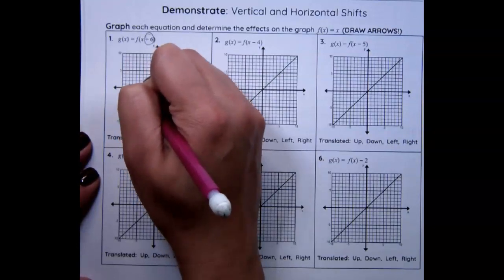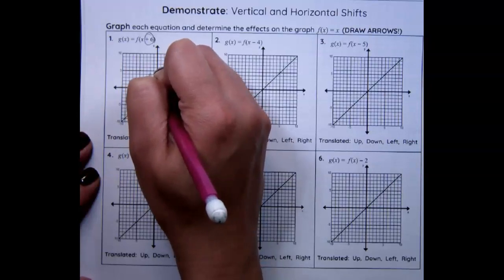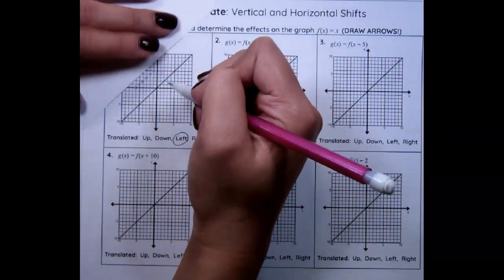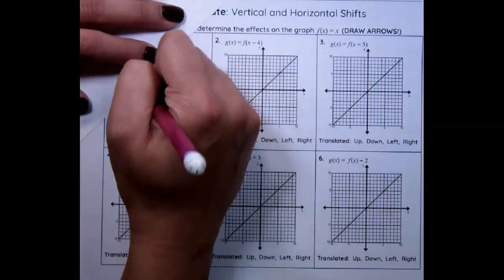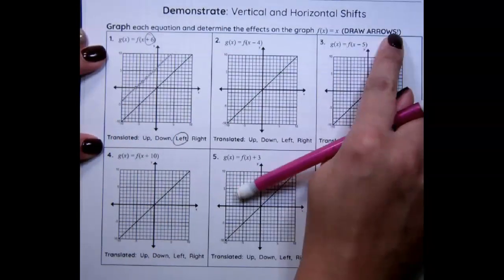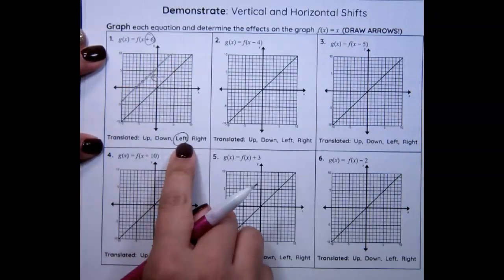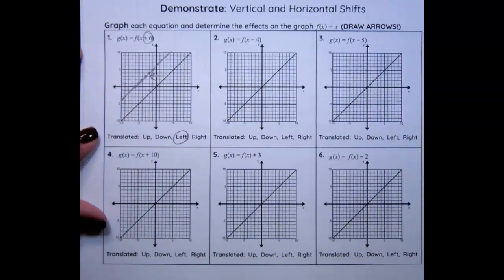My slope is still 1. I connect my points. And it says right here, draw arrows. I need to draw an arrow pointing in the direction that I circled. If you do not do your practice like this, you will not get full credit. Go practice.